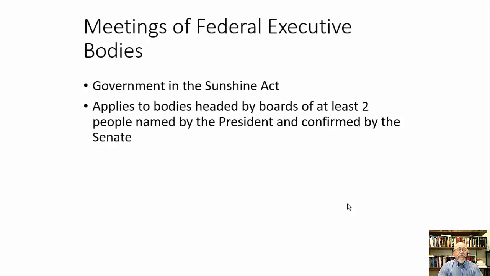Now we have meetings and the Government in the Sunshine Act. And if it's a federal executive body headed by boards of at least 2 people named by the President, confirmed by the Senate, in other words, your board can have a lot of people, but if at least 2 of them have been named by the President and confirmed by the Senate, then it's a federal executive body that must be open to the public.